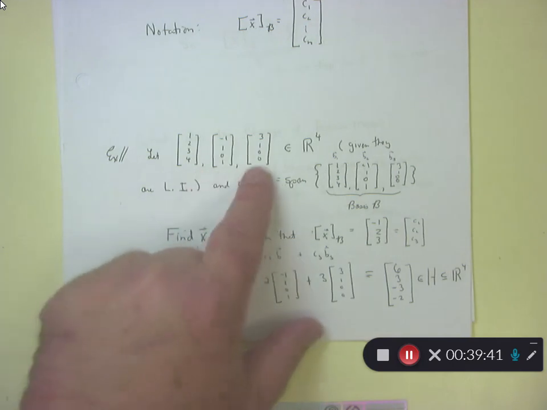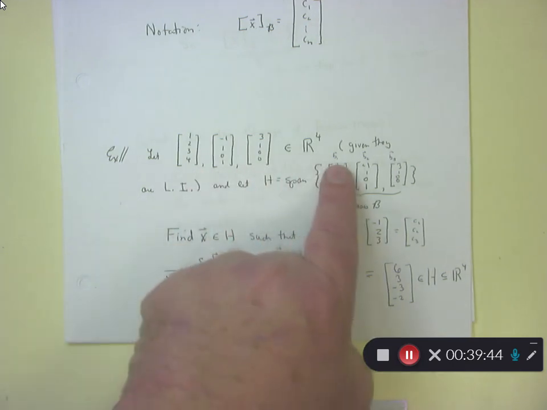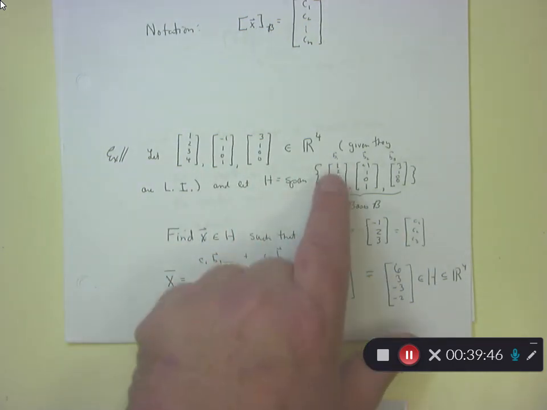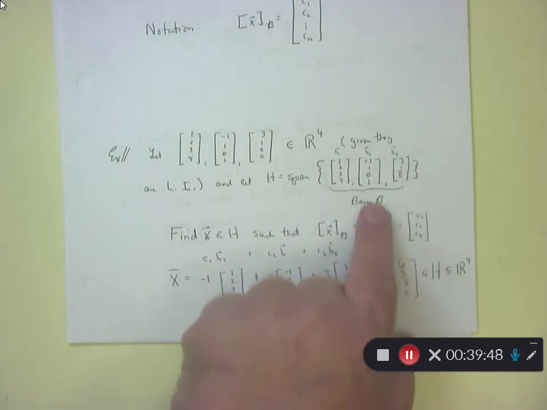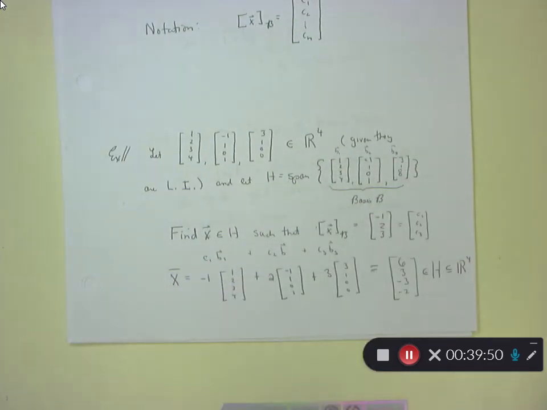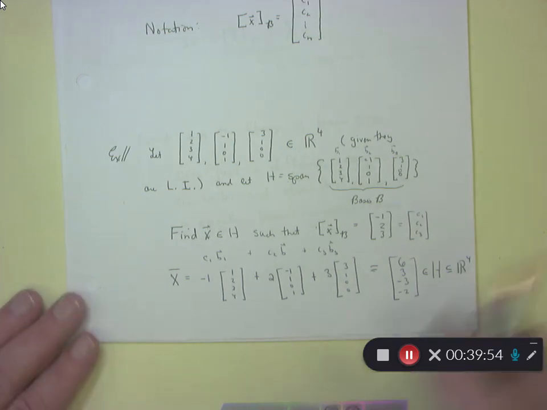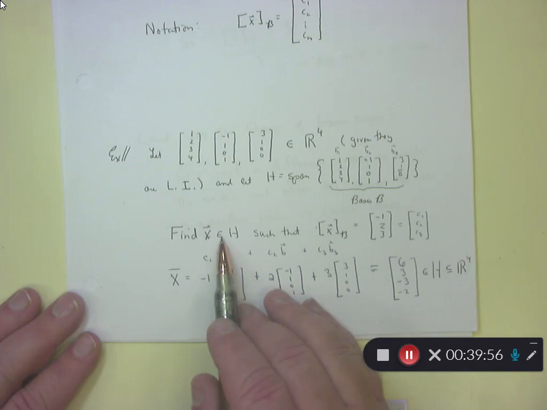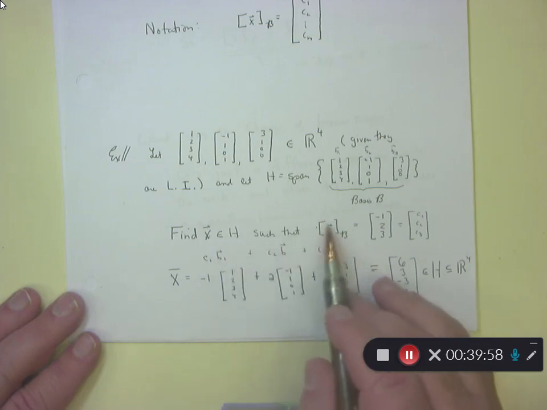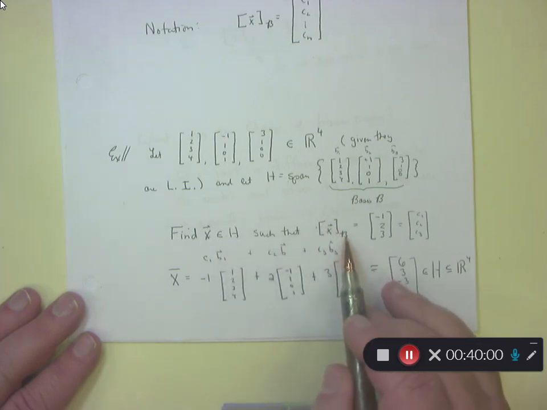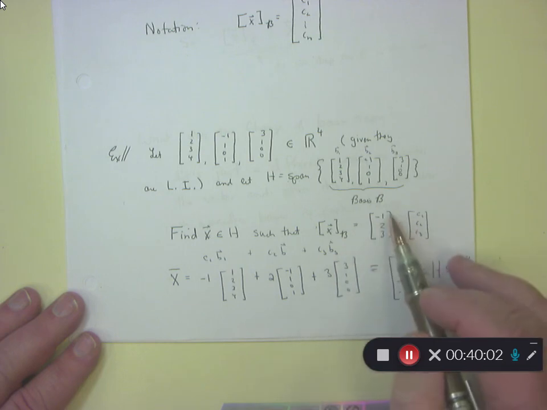All these vectors are coming from R4. And I'm going to call this guy, just because I like to name these guys, this is B1 vector, this is B2 vector, and this is B3 vector in order. Okay? Now, find X, element of H, such that the coordinate of X relative to basis B is equal to -1, 2, 3.